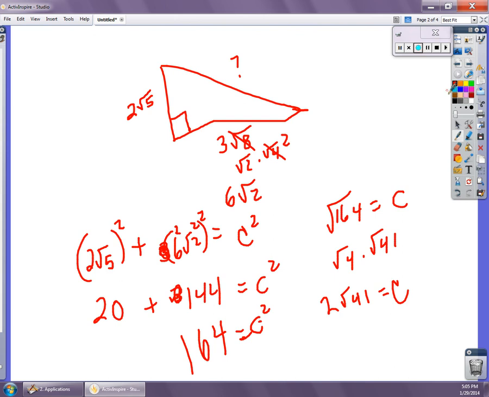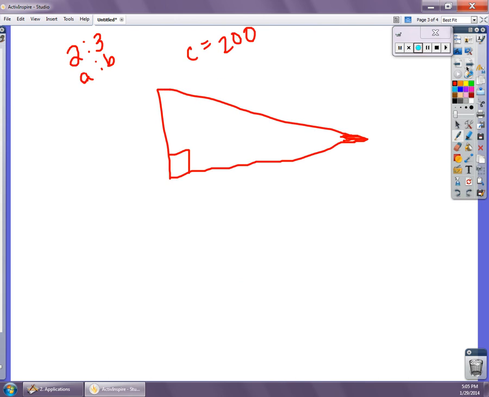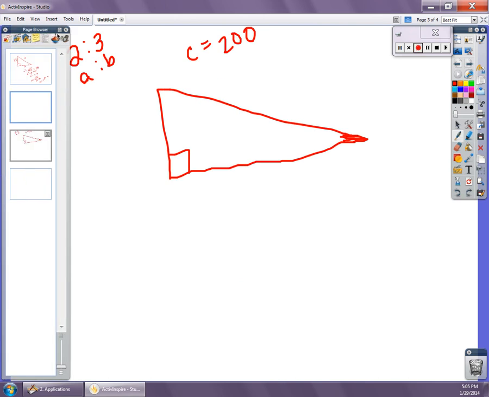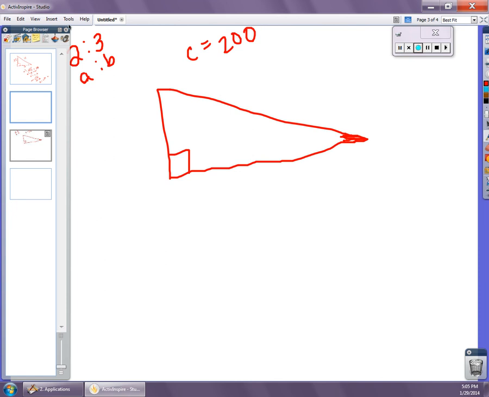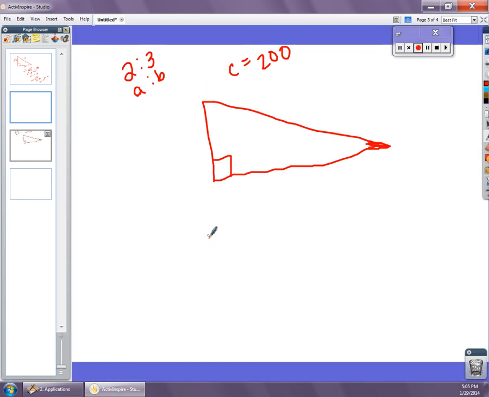So now we have the last one, and it is a ratio problem. So here we have a right triangle, and the ratio of a to b is 2 to 3. So we talked about in class, that means you could label one as 2x. It doesn't matter which one. I'm going to label the side that I think is the bigger side as 3x. Okay. And c is over here.